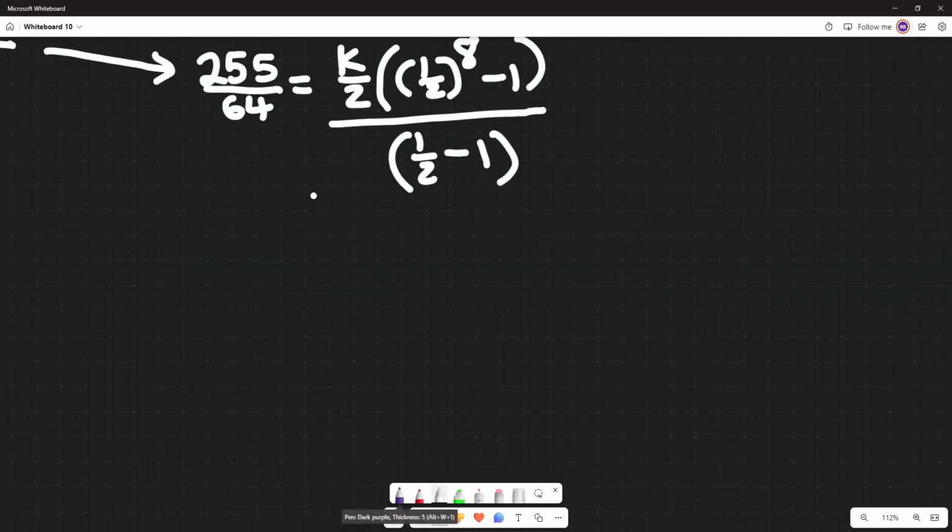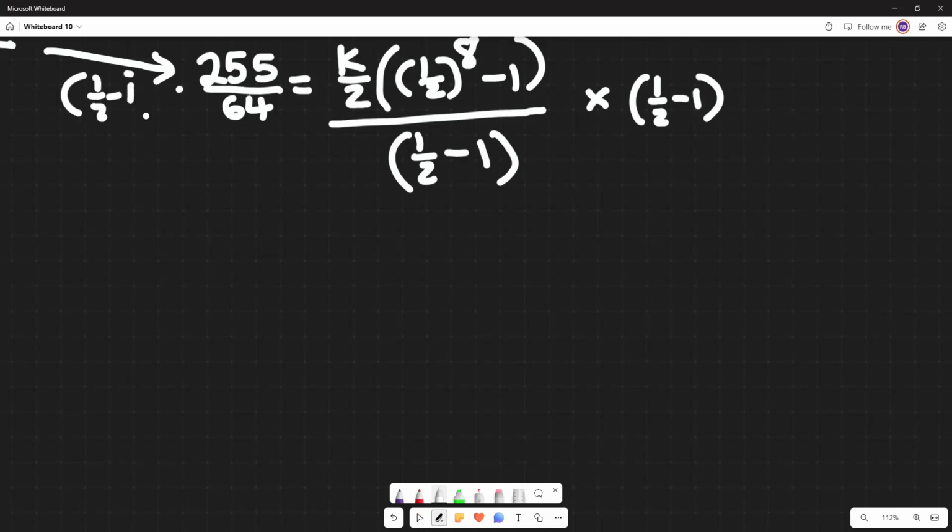We are going to do this. Firstly, I can multiply both sides by half minus 1. Even that side by half minus 1. So I always multiply by the denominator. This will cancel that. Let's see what that gives us in the calculator. So you have half minus 1 in bracket, and then you have multiplied by 255 over 64. And that gives us negative 255 all over 128.